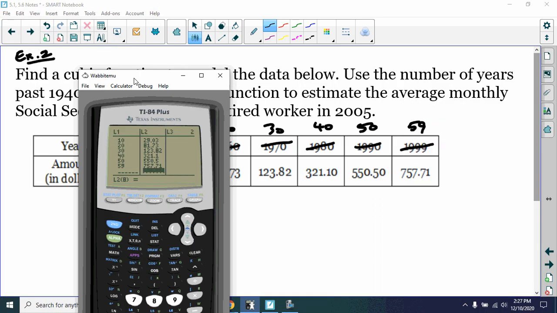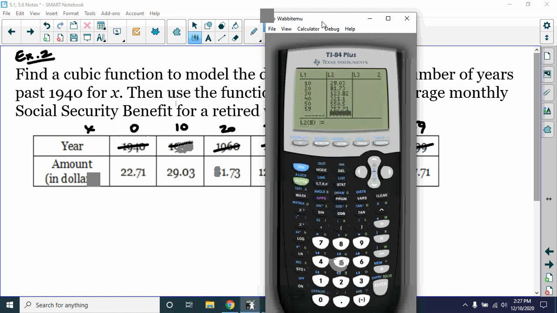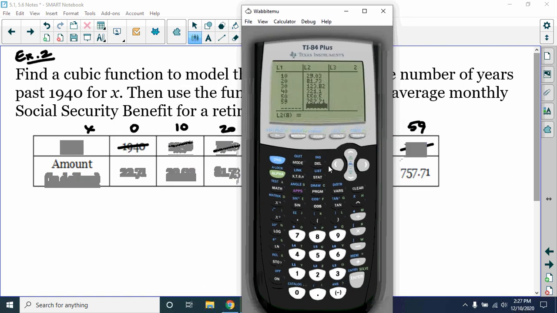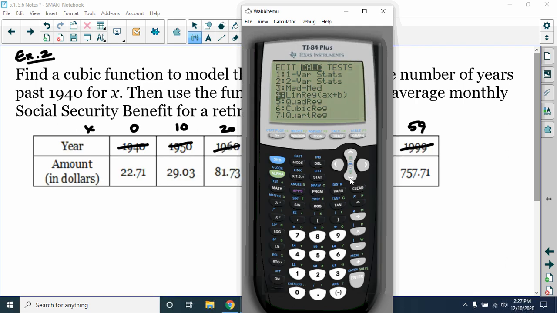It asks us to find a cubic model. We want a cubic regression equation. We go to Stat, Calculate. We've done linear regression, which is number 4. We've done quadratic regression, which is number 5. Notice if we want a cubic, you're going to number 6. Quartic, that's 4th degree, that's number 7. It doesn't do anything higher than that as far as polynomials go.